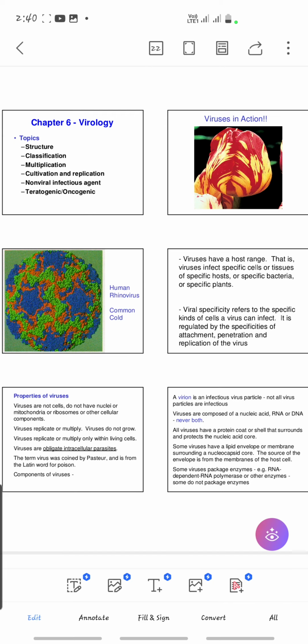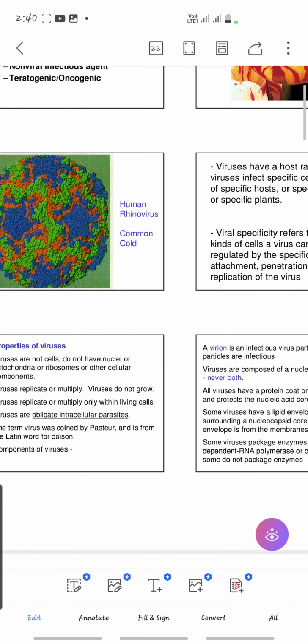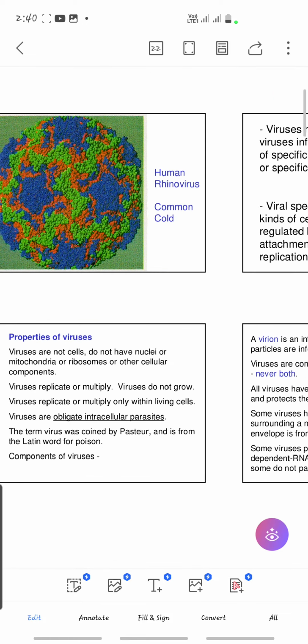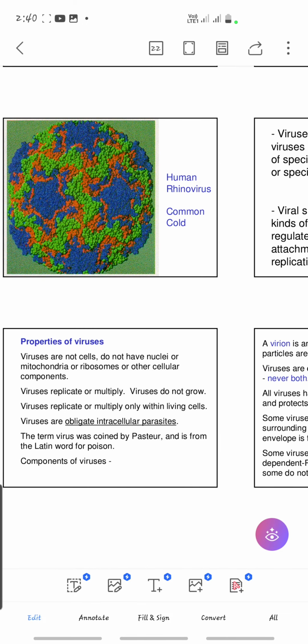Now let's move forward to the properties of viruses. Viruses are not cells. When we say not cells, it cannot live without a host because it has no living cell. That's why we can compare viruses to bacteria. Bacteria can live without a host because bacteria has a single cell, while viruses have no cells.